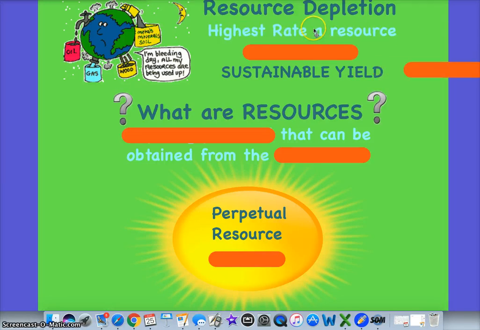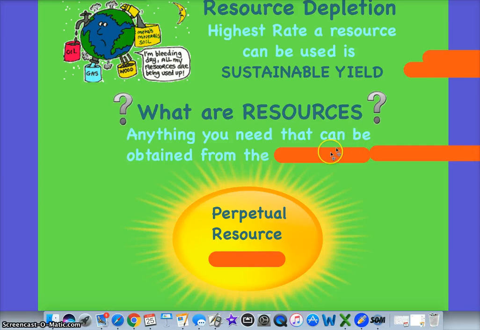The highest rate a resource can be used is the sustainable yield. So a resource has a maximum value that you can use before it runs out. Even if it's a specific type of resource that shouldn't run out, it still has a sustainable yield. And what are resources? Anything you need that comes from the environment.